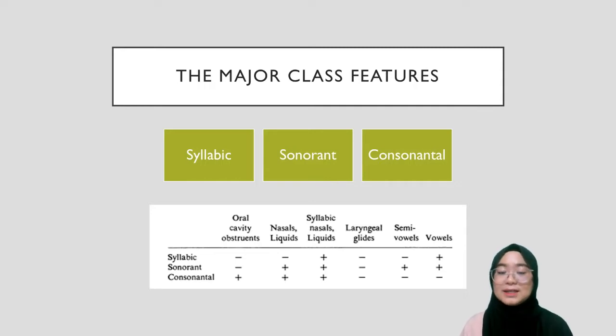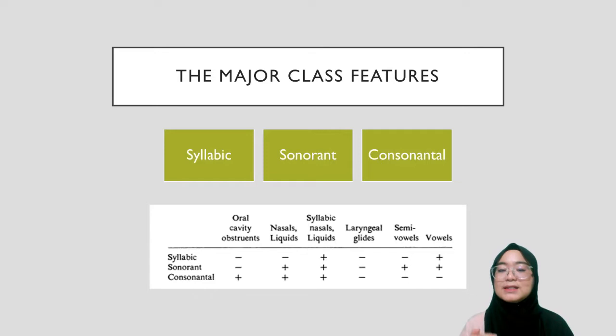However, consonantal is related to narrowed constriction in the oral cavity, either total occlusion or frication. Stops, fricatives, affricates, nasals, and liquids are plus consonantal. So vowels and semivowels without this degree of narrowing are minus consonantal. So as you can see in the slide, there are syllabic, sonorant, and consonantal. You also can see the binary features of it.